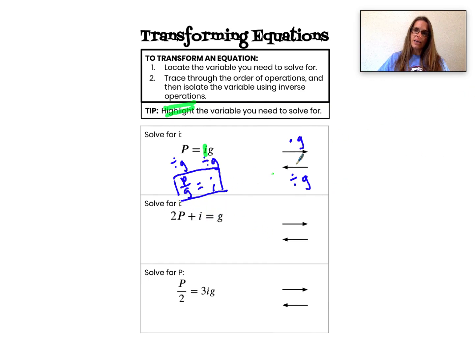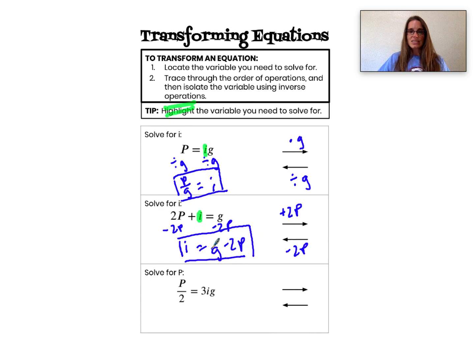2 times P plus I, I'm solving for I, equals G. So this one looks more complicated, but like I said, this is a one-step equation. The only thing that's happening to I in my equation is I'm adding 2P. I'm adding 2P, so to get I by itself, my only inverse operation is to subtract 2P. Subtract 2P, subtract 2P. I am done after I write that I equals G minus 2P. Again, these aren't numbers. This doesn't say something like 10 minus 2 times 3. I can't actually compute this. It stays just as is G minus 2 times P.